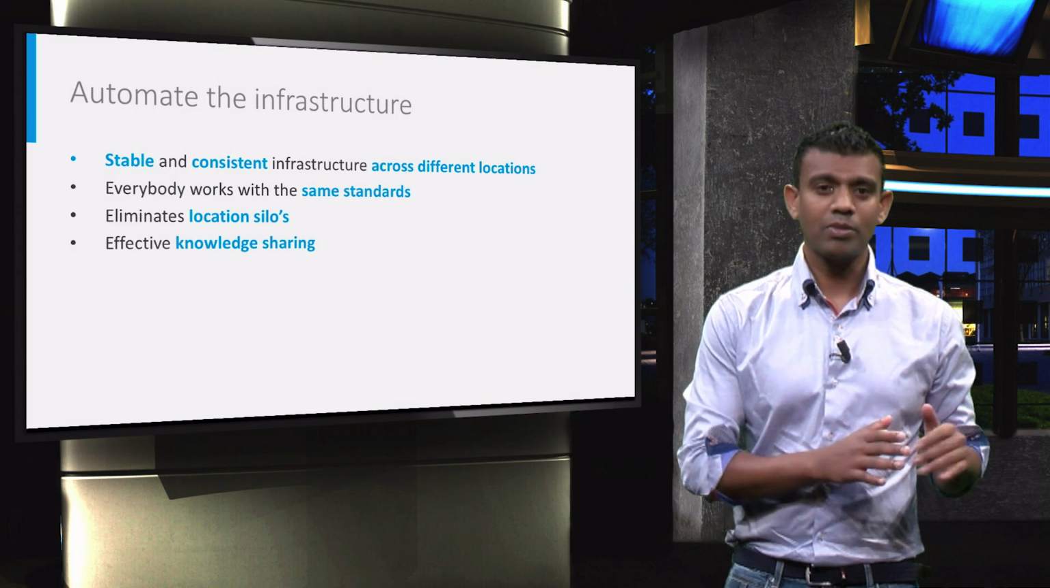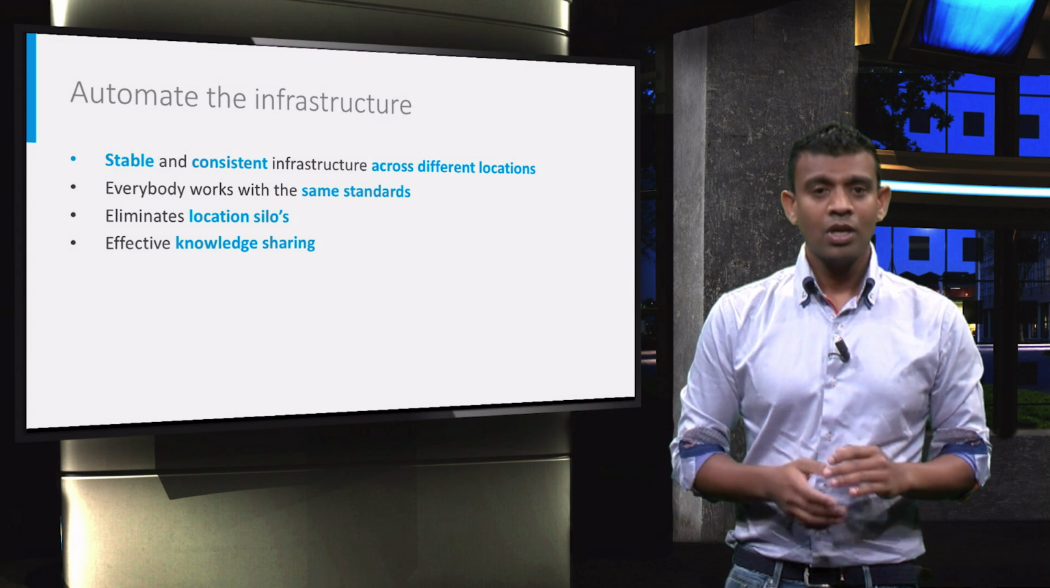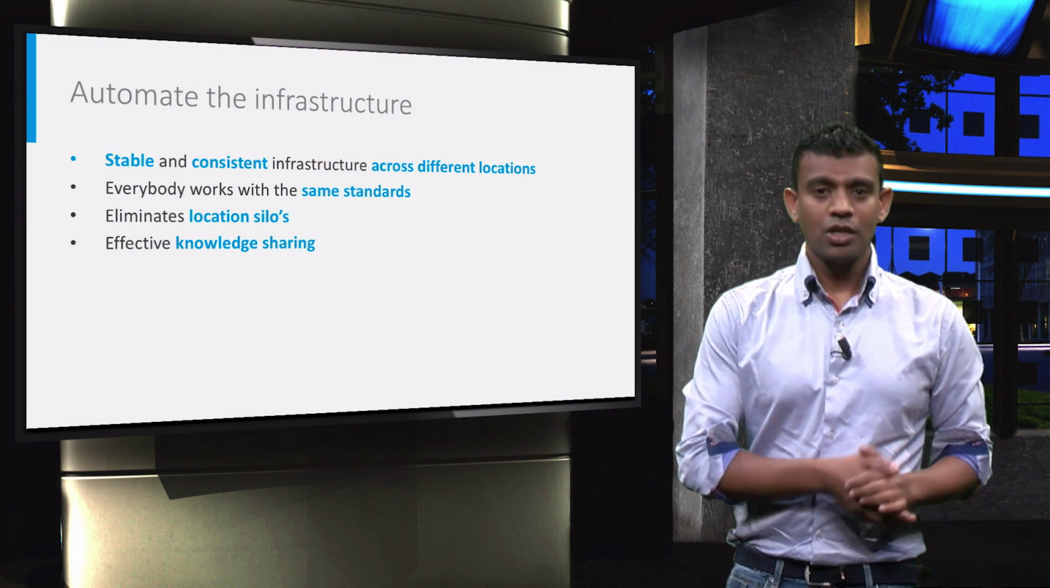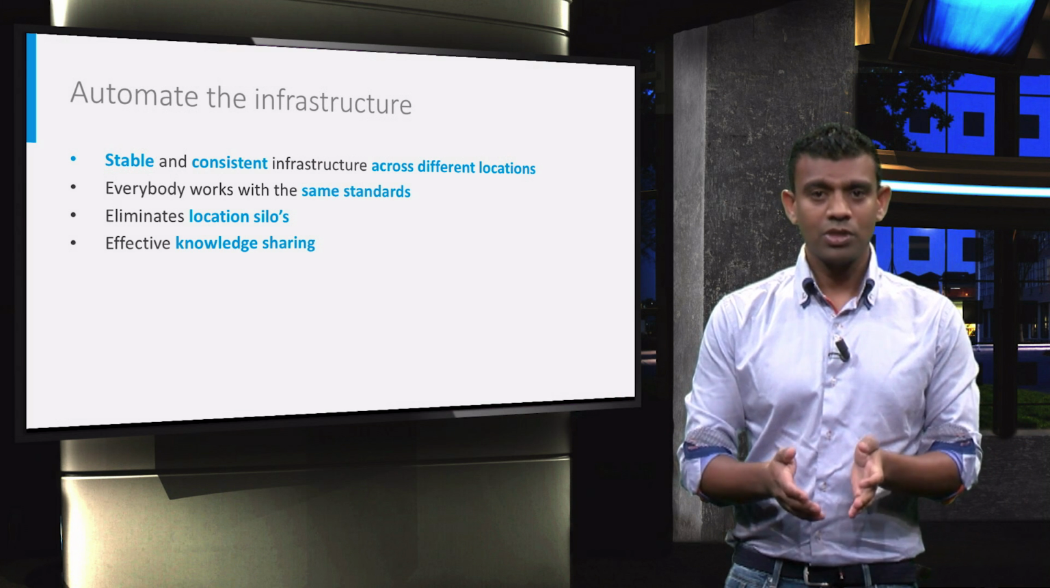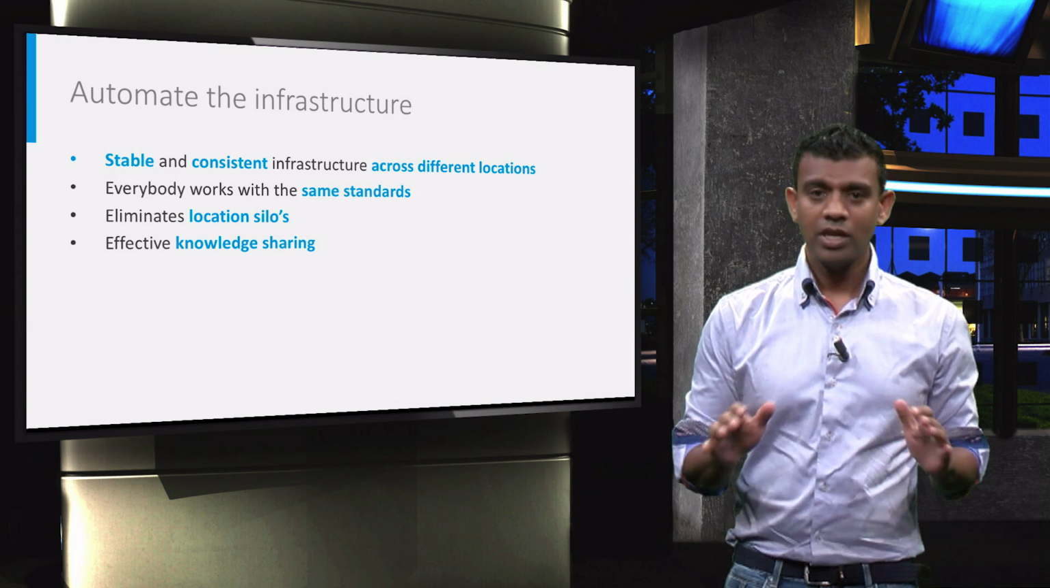One way to solve this problem is to automate the infrastructure where the teams are working. Now, you have a stable and consistent infrastructure across different locations. New team members, existing developers, testers, or other people working in the team are now working with the same standards.